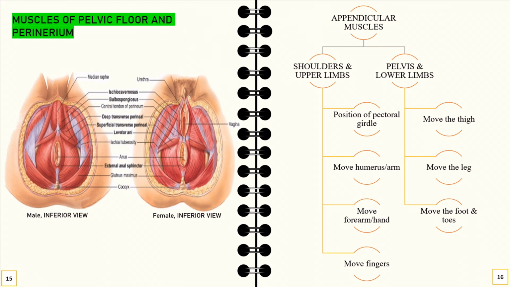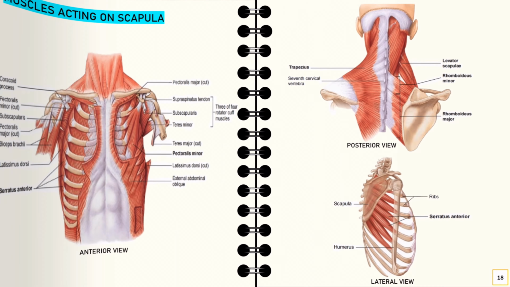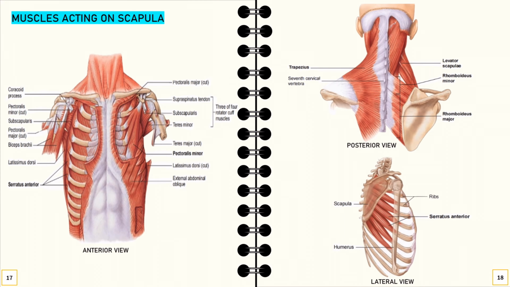Next, we move forward to the second muscular system, which is appendicular muscle. The overview of appendicular muscle can be seen in page 16. Both pages 17 and 18 show the muscles of the pectoral girdle from the anterior, posterior, and lateral view. The muscles of the pectoral girdle are important to stabilize the pectoral girdle and make it a steady base so that the arm can move efficiently. On the posterior view, it shows the muscles that elevate the scapula.